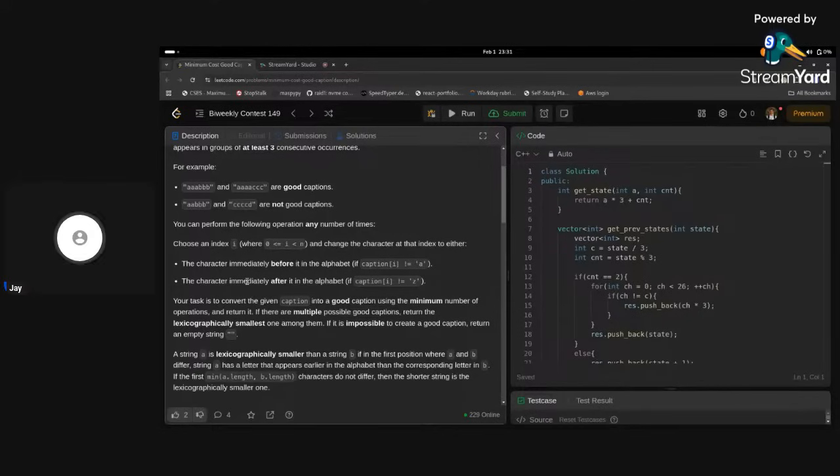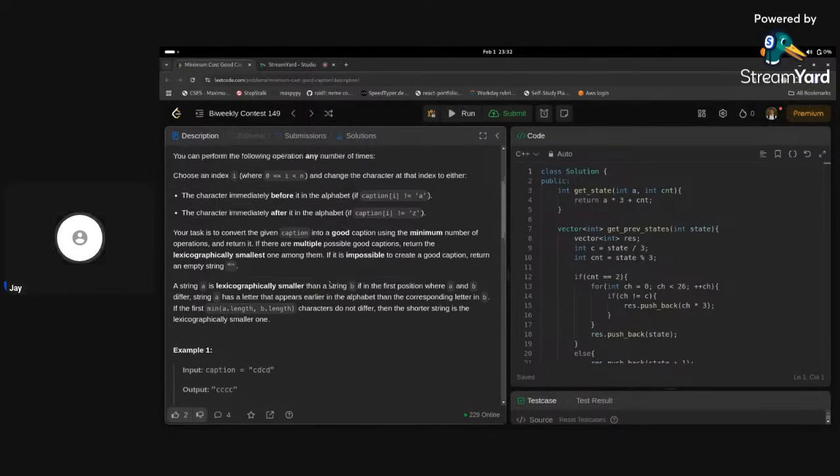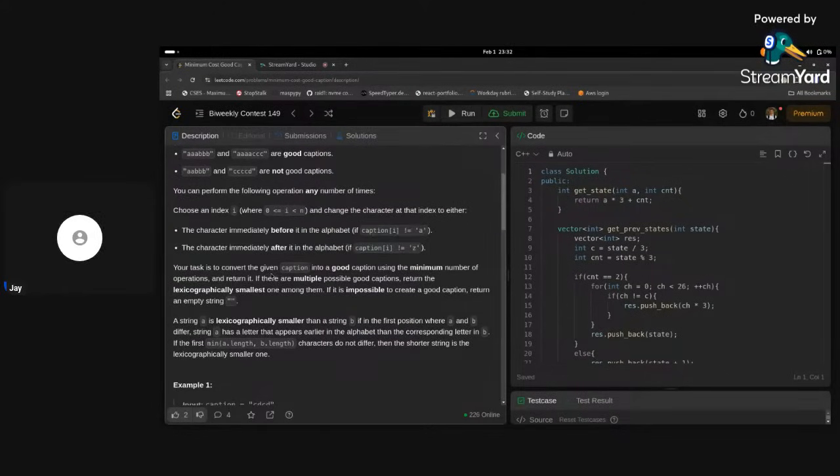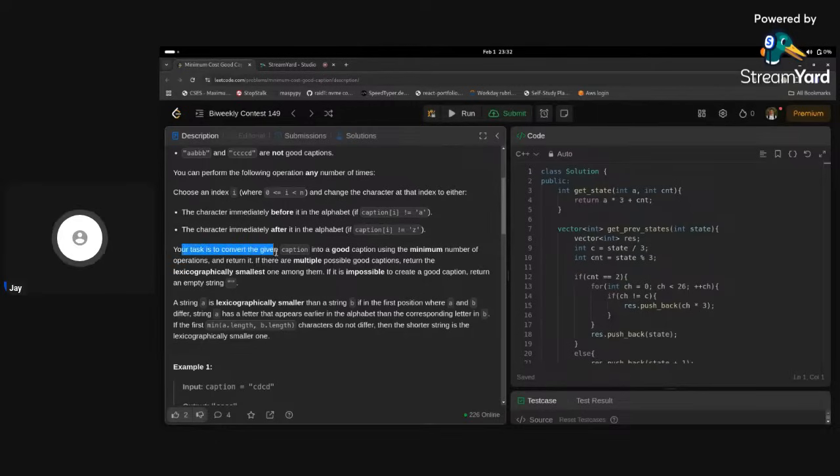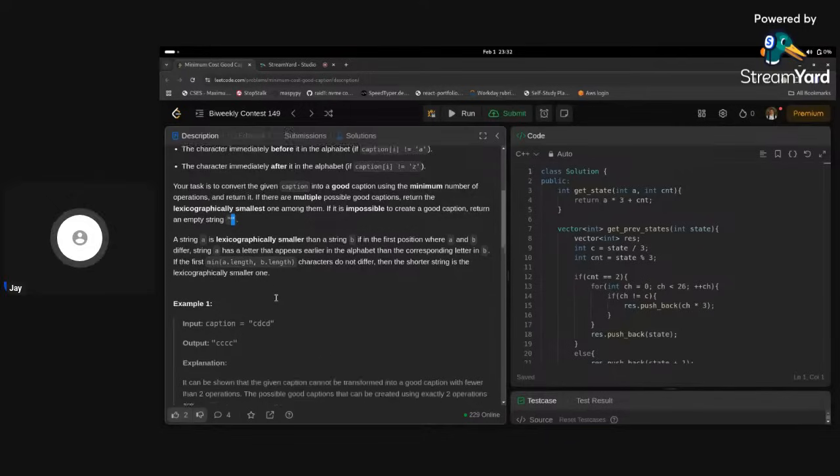Or you could change the character to the one after it. So A could become B, B could become C, or D could become E. These were the two things you could do in one operation. Our task was to convert the given caption into a good caption using the minimum number of operations. If there were multiple possible captions with that minimum number of operations, you have to return the lexicographically smallest one. And if it was impossible, you would return an empty string.